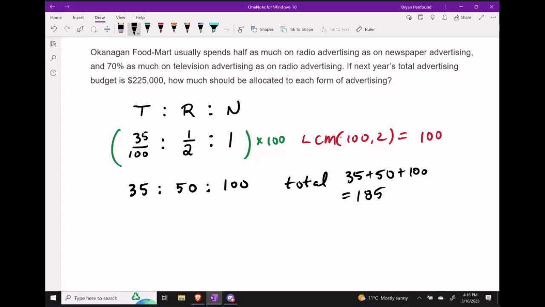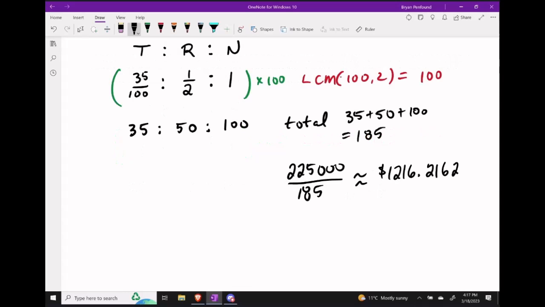This means we should take our $225,000 and try to break it apart into 185 equal-sized pieces, and then we can redistribute it the way that we need to. Taking our budget, dividing it by 185, gives us 1,216, and I'm going to take 4 decimal places, 2162, as I proceed into the last step of this problem.